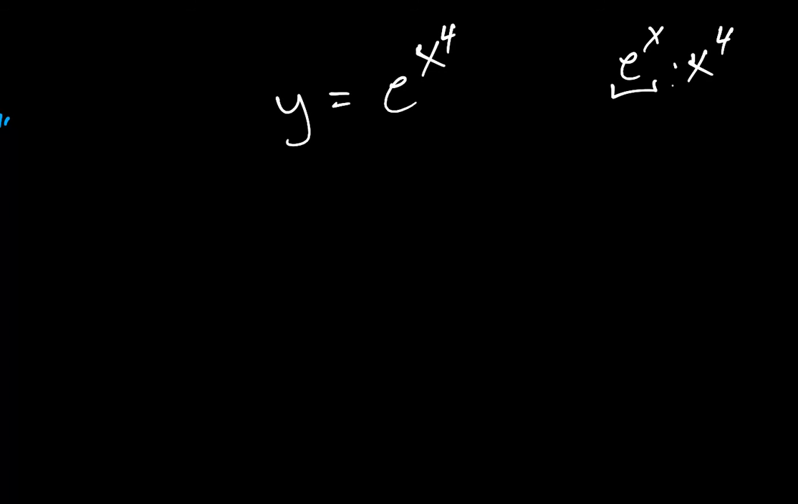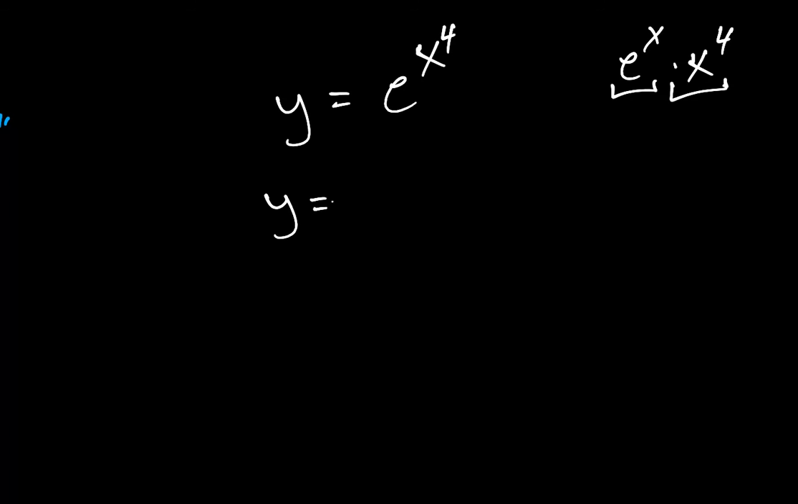Another example. Let's say we had y equals e to the x to the fourth. Okay. Again, this is not the same as this function, e to the x times x to the fourth. In this case, we could use product rule because we have one separate function multiplied by another. Here, our x to the fourth is inside the e function. It's up in it, you could say. So for our derivative, we have to use the chain rule.